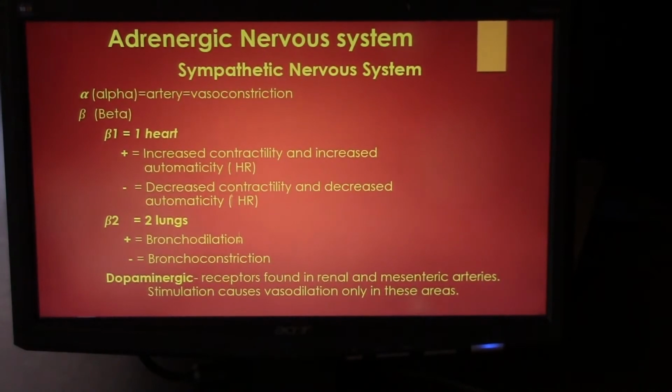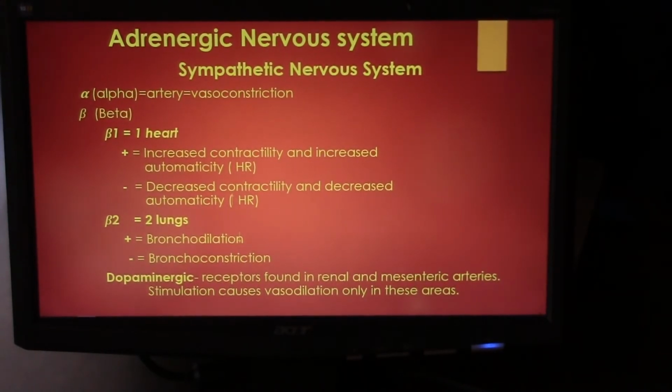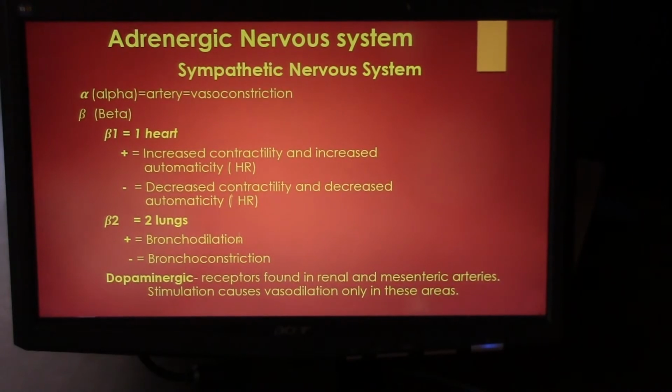Oftentimes dopamine was given at 3 mics per kilo per minute in that renal dose area, in order to enhance renal perfusion. The literature is mixed. Some of the literature says that that will increase renal failure, and there are those that still believe that it will help to prevent renal failure. So you may see two schools of thought clinically.